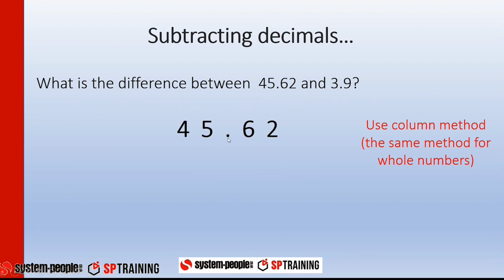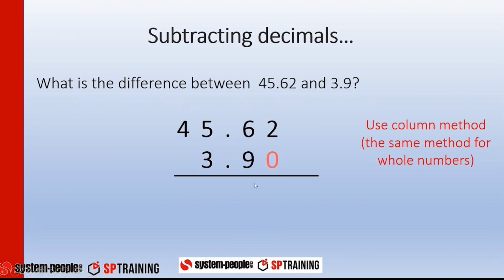So we use the column method, the same methods for whole numbers. So we've got 45.62. And again, if you're using a written method, make sure that everything is in line. The decimal points line up with each other, that you have got your tenths here and you've got your hundredths. Notice I've written a 0 in there.